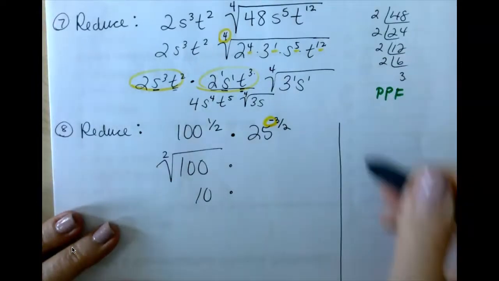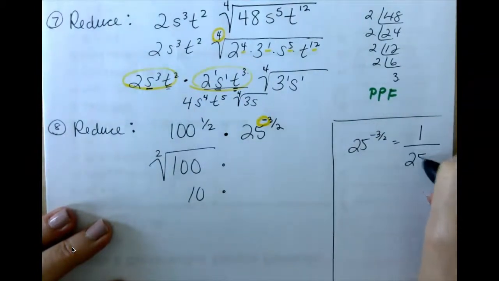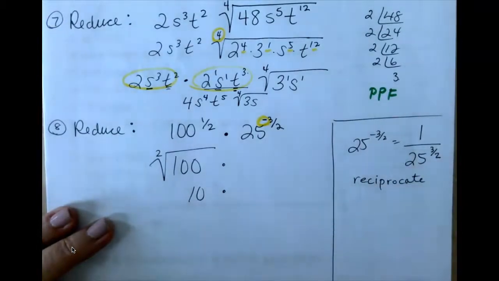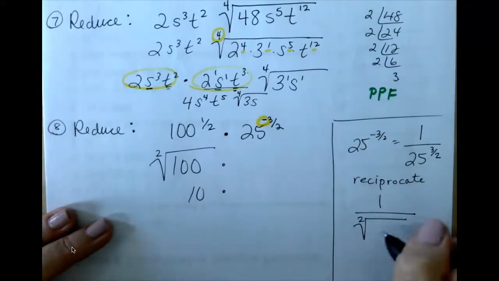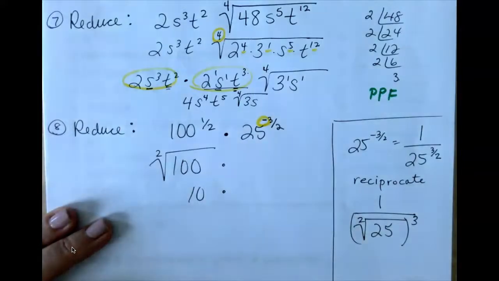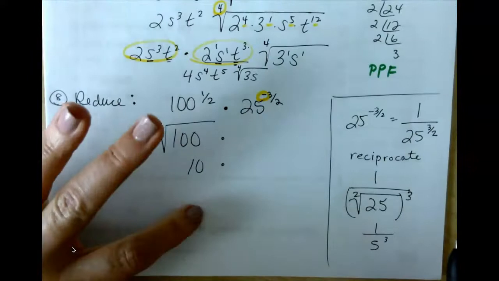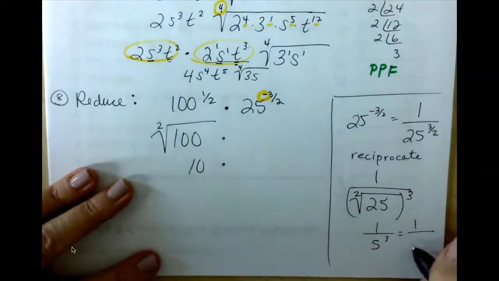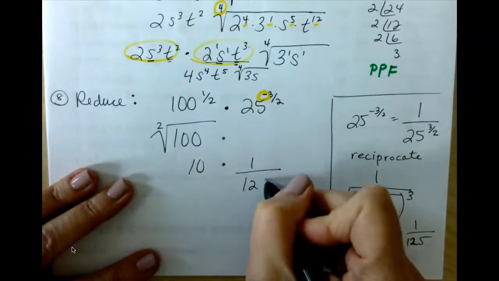They make fractions. So I am going to come over here in my little box and say 25 to the negative 3/2 is equal to 1 over 25 to the positive 3/2. All I have to do is reciprocate this term, and then the exponent goes from being negative to being positive. So if the denominator of the fraction is the index of the radical, I have 1 over the square root of 25 raised to the third. And if we follow order of operations here, the square root of 25 is 5, and 5 to the third is 5 times 5 times 5, so that's 25 times 5, that's 125. 25 to the negative 3/2 is 1 over 125. So I'm ending up with 10 times 1 over 125.